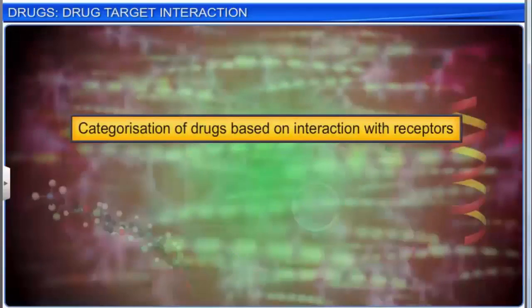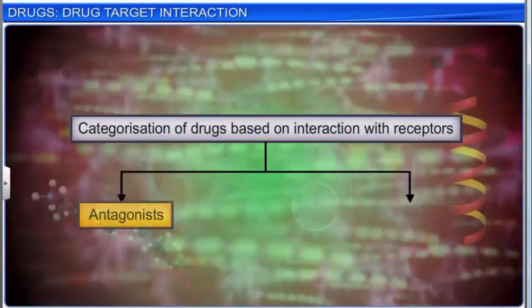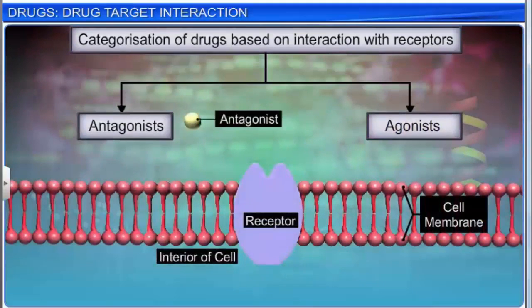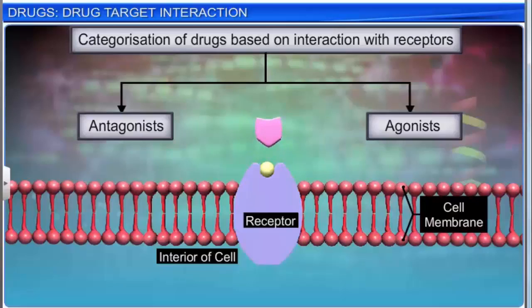Based on the interaction with receptors, drugs can be categorized into antagonists and agonists. Antagonists are drugs that bind to the active site of a receptor and inhibit its natural function. These are useful when a message is required to be blocked from reaching a cell.